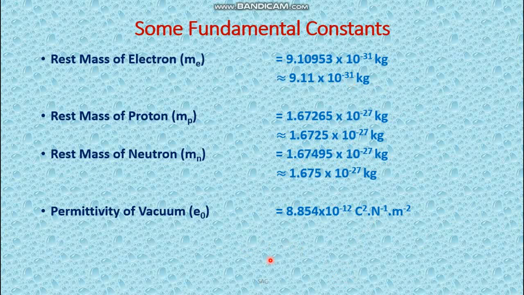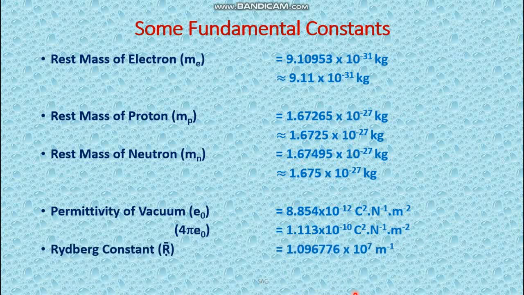And permittivity of vacuum, epsilon 0 or E0, is 8.854 into 10 to the minus 12 coulomb square per Newton per meter squared, and 4 pi epsilon 0 is 1.113 into 10 to the minus 10 coulomb square per Newton per meter squared. And finally the Rydberg constant is 1.09776 into 10 to the 7 per meter. And Bohr radius, this is the final value, is 5.292 into 10 to the minus 11 meter, or in short 5.3 into 10 to the power minus 11 meter.